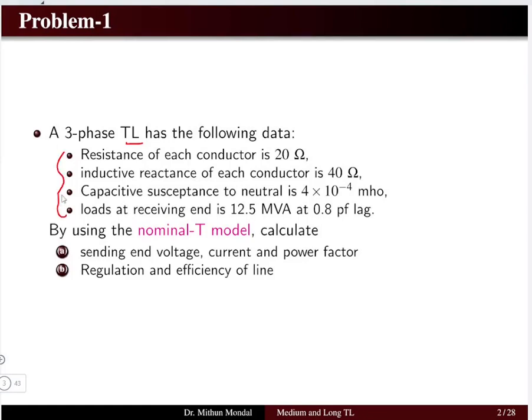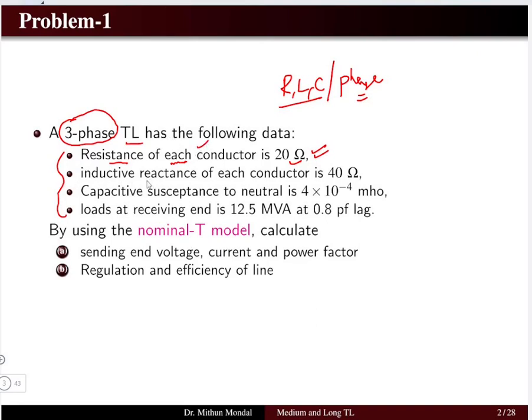What are the parameters given to us? We have been given the resistance of each conductor, that is 20 ohms. Now remember here we have a three-phase system. So when you have a three-phase system, it basically means that you have three conductors. However, whenever the parameters are given, that is resistance, inductance or capacitance, they will always be given on a per phase basis, that is only for one conductor. So here, since the resistance is 20 ohms, it means it is the resistance of only one conductor.